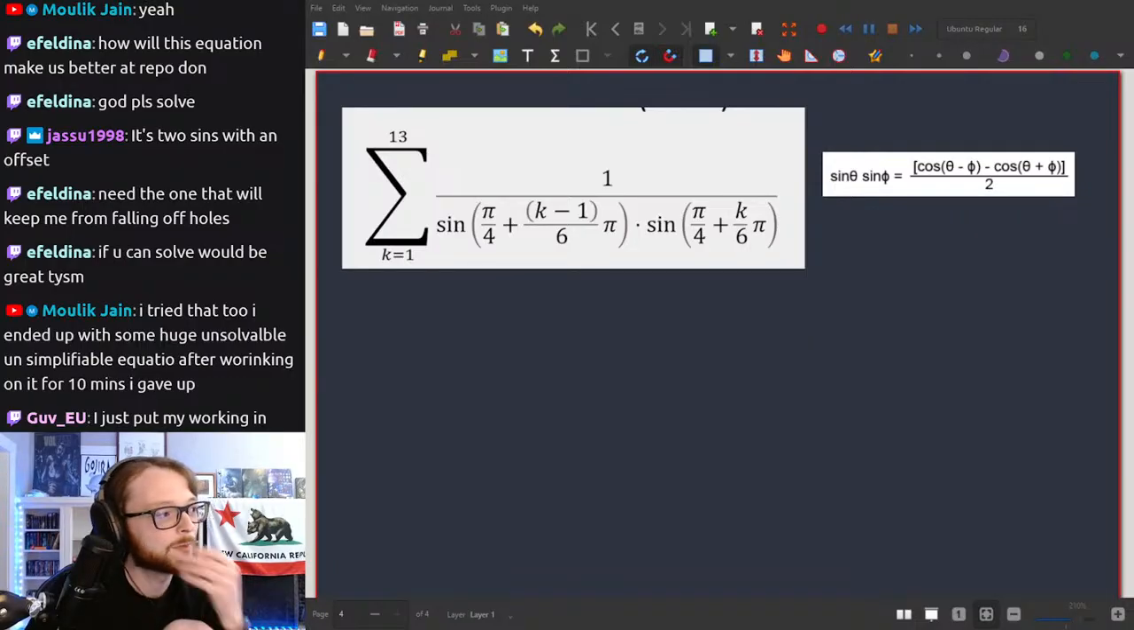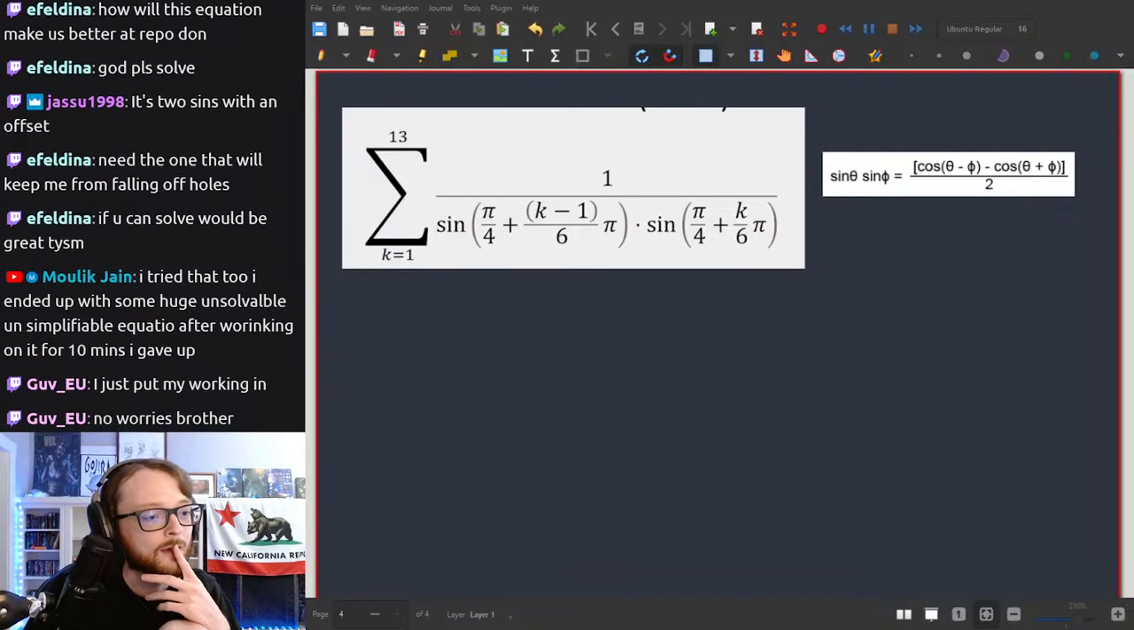Okay, so product to sum maybe isn't a good idea. And yeah, Jesse, you're right. It is just an offset. It's not necessarily a clean offset. I don't quite know how to think about it. Okay, this one with the signs might take me a minute.